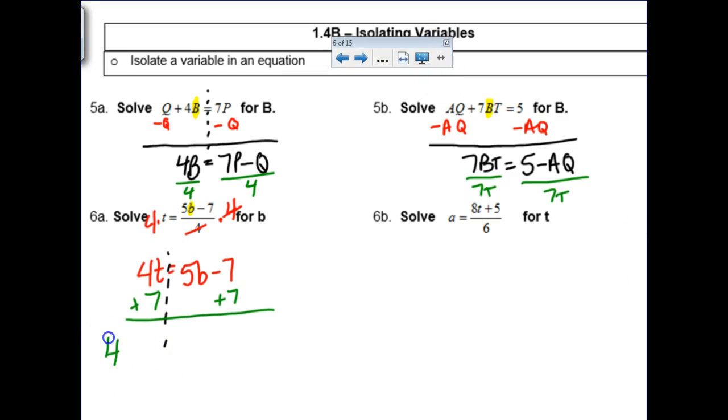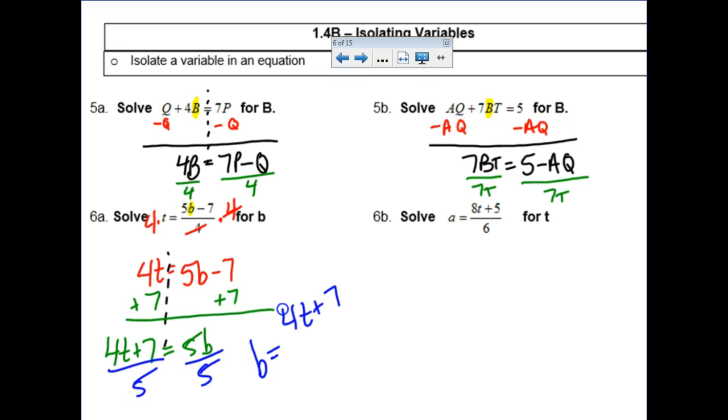So 4t plus 7 equals 5b. And then last step is divide everybody by 5. And then once again, I expect you guys to write out b equals 4t plus 7 over 5.